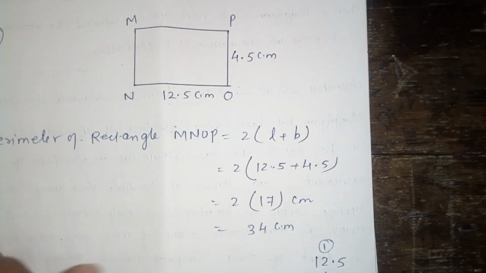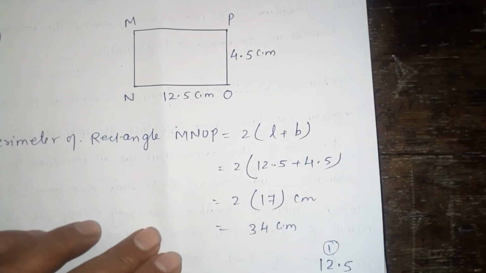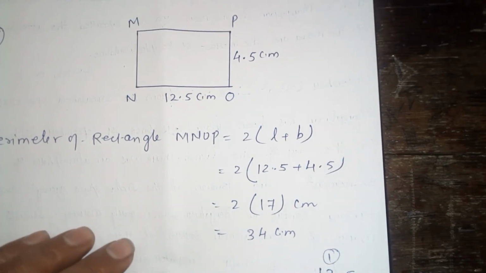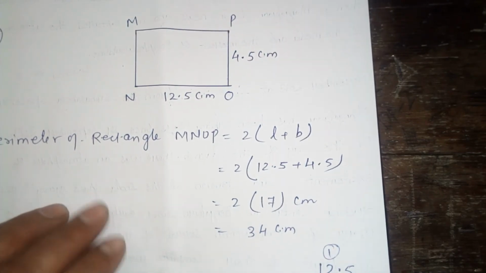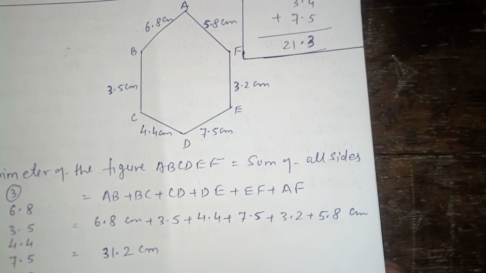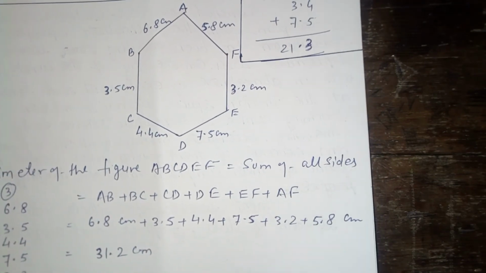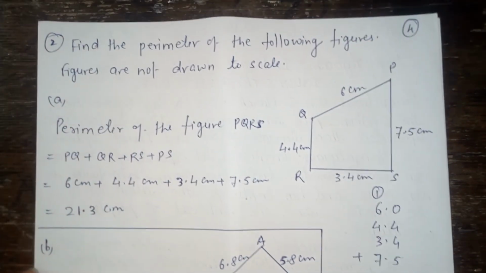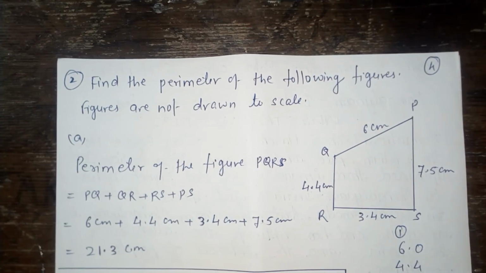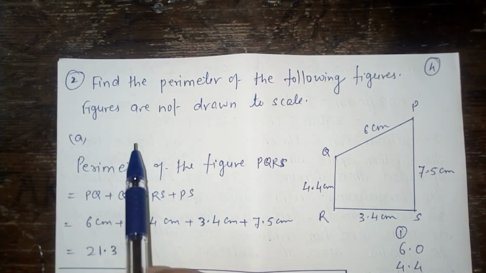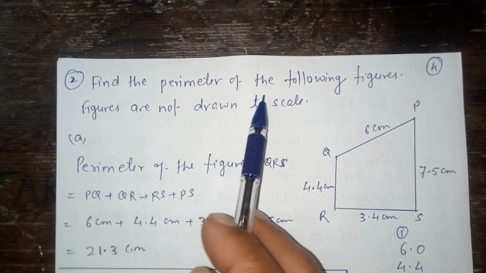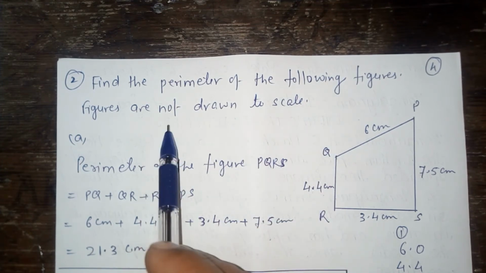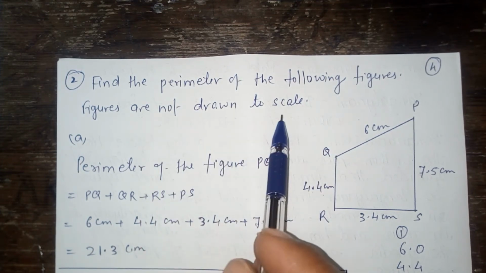Okay, so my dear students, there are some questions that depend on the perimeter. Okay, and perimeter means sum of all sides. Again, this is question number 2. Find the perimeter of the following figure. Figures are not drawn to scale.